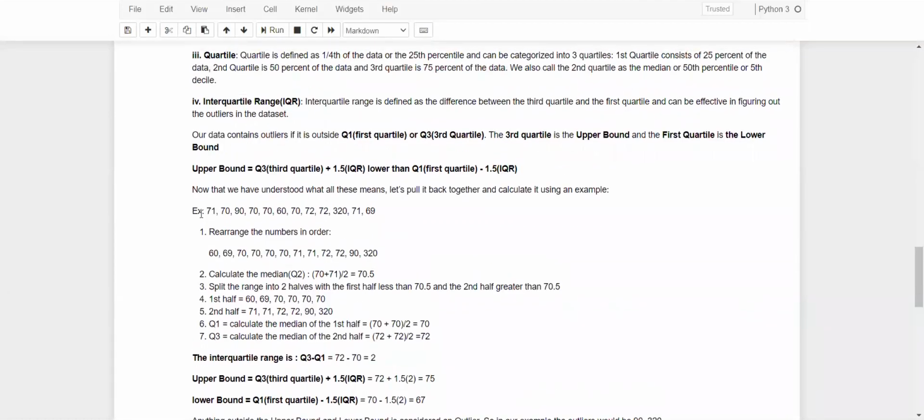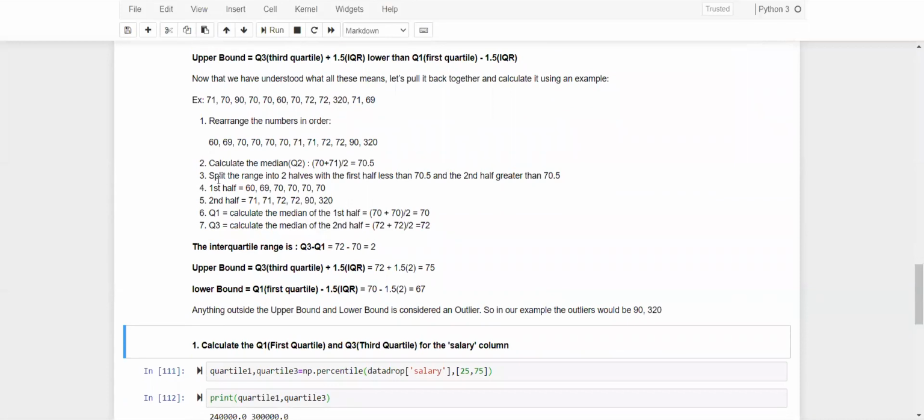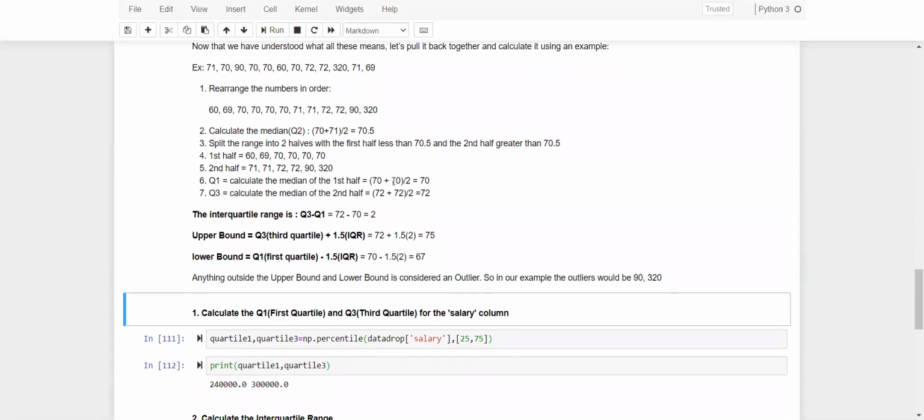Once we have the median, we'll split this into two halves. The first half will have the values which are less than the median, and the second half will have all the values which are greater than the median. And then after that we will determine Q1, which is the first quartile, which is basically the median of the first half, and then Q3, which is the median of the second half.